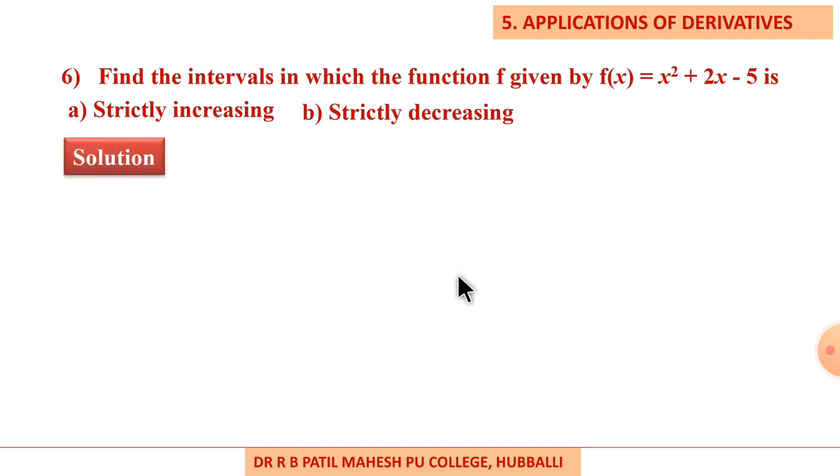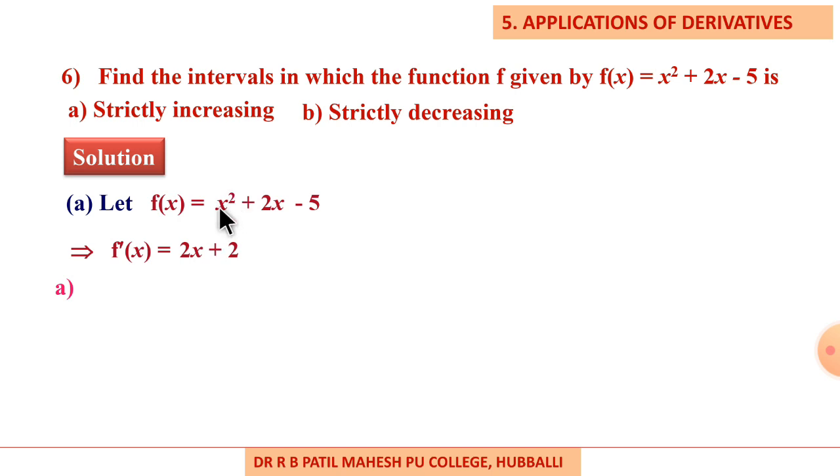Now you can apply the same method here. First, write down the given function, f of x equal to x square plus 2x minus 5, and then f dash of x equal to derivative of x square is 2x, derivative of 2x is 2, and derivative of minus 5 is 0. So the derivative of this function is 2x plus 2. So this is the f dash of x.